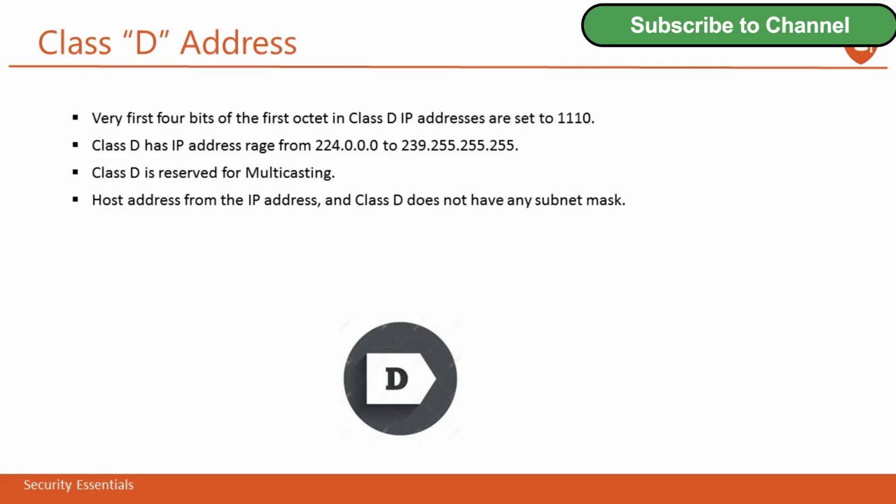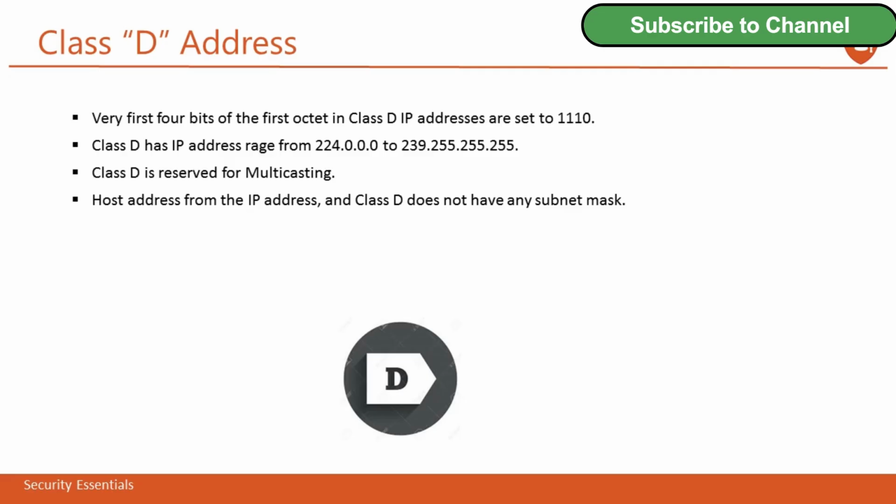In Class D, the very first 4 bits, here I am talking about the 4 bits of the first octet of your Class D IP addresses, are set to 1110. Here it is 110. Here it is 1110. In Class D, the IP addresses range from 224.0.0.0 to 239.255.255.255. Class D is reserved for multicasting. We use this when we require multicasting host addresses. The IP address in Class D does not have a subnet mask.